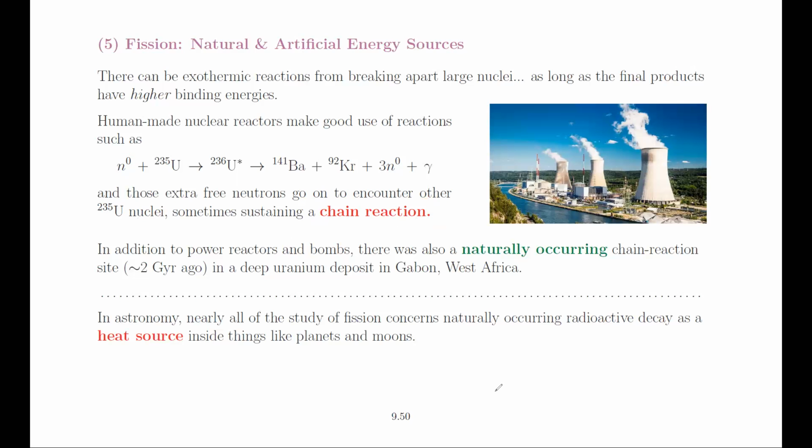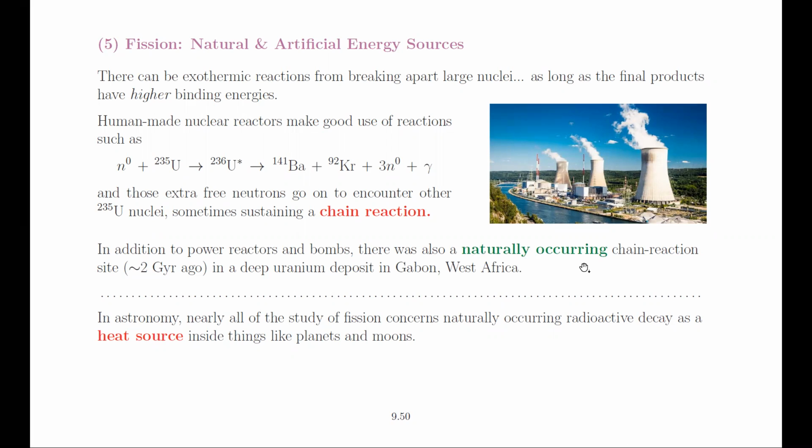Now, it's not just the artificial ones. There was this one site in Gabon, West Africa, where there's a deep uranium deposit. When they looked very carefully at the different isotopes and elements present, they realized that about 2 billion years ago, there must have been a long-occurring, naturally occurring chain reaction going on there, just due to the pressure under the ground. So these things can happen naturally.